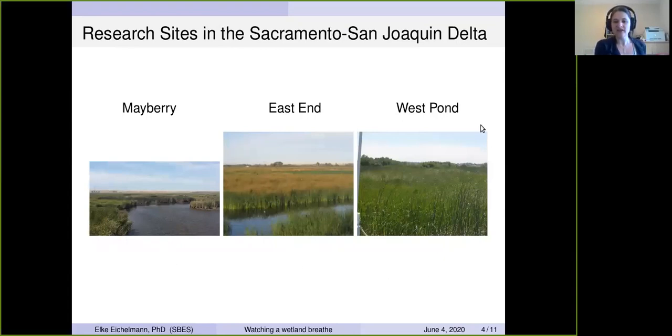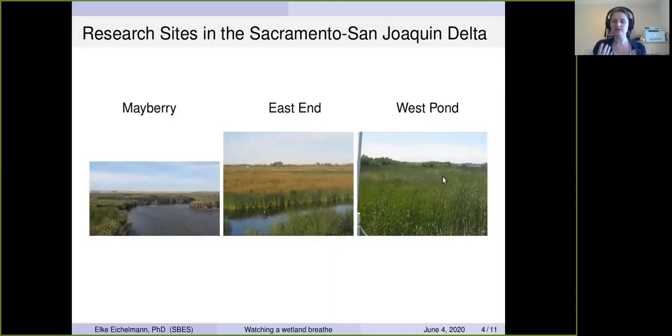And then on the other extreme, we had West Pond wetland, which is a very densely vegetated wetland. And so this wetland does not have any open water channels or pools at all in its footprint. And it's very densely packed vegetation. And then we had some that were kind of in the middle, in between. So East End here is an example where we had a little bit of open water, but we did have a lot of dense vegetation as well.